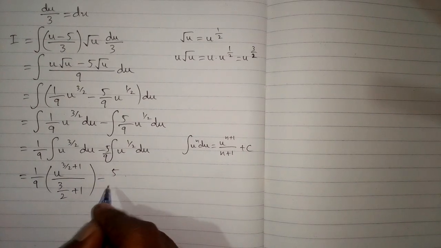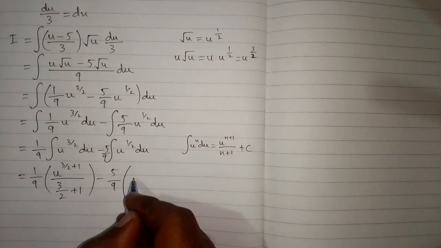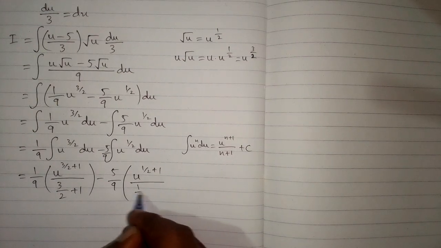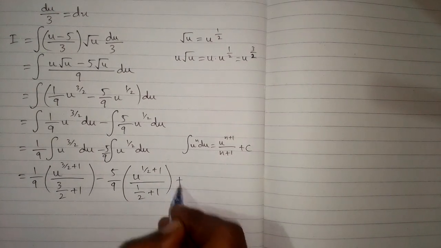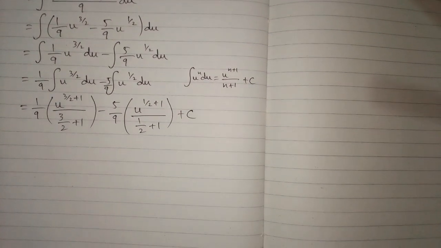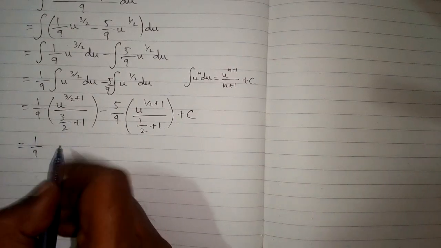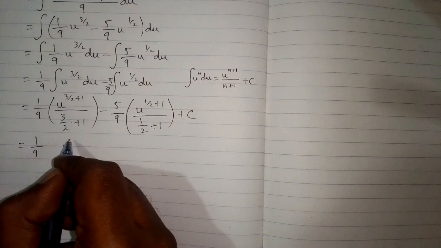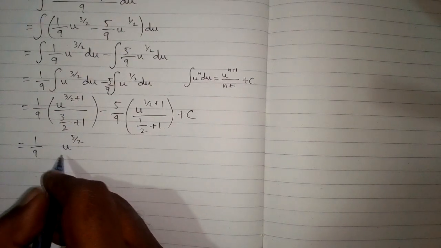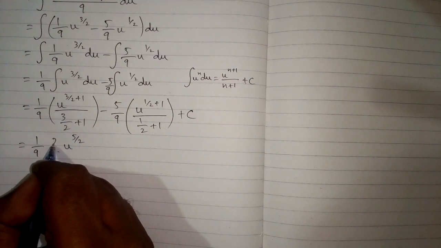Then minus 5 upon 9. Again we will apply this formula. So we have u raised to the power 1 upon 2 plus 1, and in the denominator we have 1 upon 2 plus 1, plus c. Now this can be written as 1 upon 9. Now we have 3 upon 2 plus 1, which is equal to 5 upon 2, and in the denominator we have 5 upon 2, which can be written as 2 upon 5.